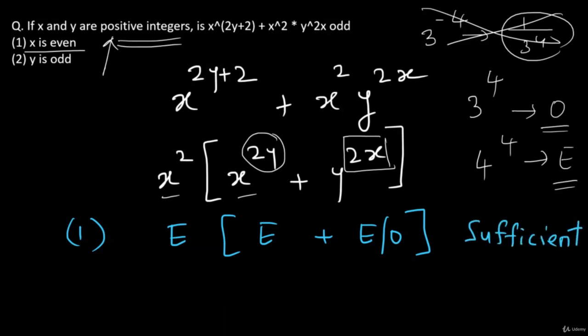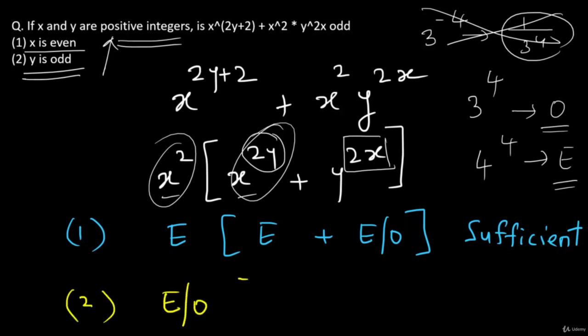Alright, what about statement 2? It's given that y is odd. If y is odd, we don't know anything about x, right? So over here we have even or odd for x, and x to the power 2y also will be even or odd, but y is odd, so odd to any power will always be odd. So as per statement 2 alone, this is even or odd into even or odd plus odd.